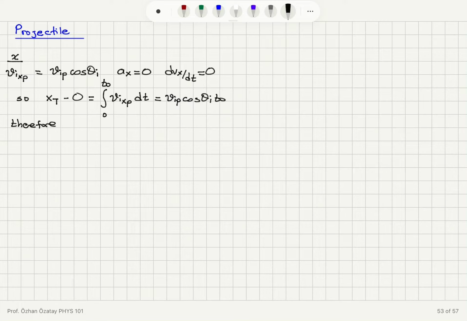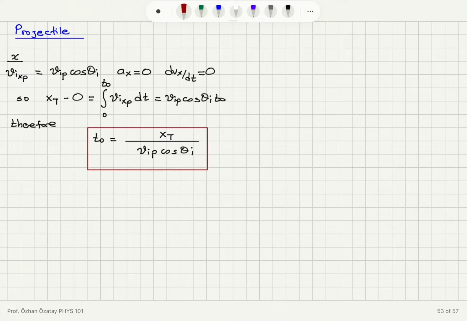I can see that this t0, the time of collision, can be written as x_t divided by the initial velocity cosine theta initial. So let's keep this in mind from our analysis of the x component of projectile motion. Now let me concentrate on the y component here. So I'm done with the x component.